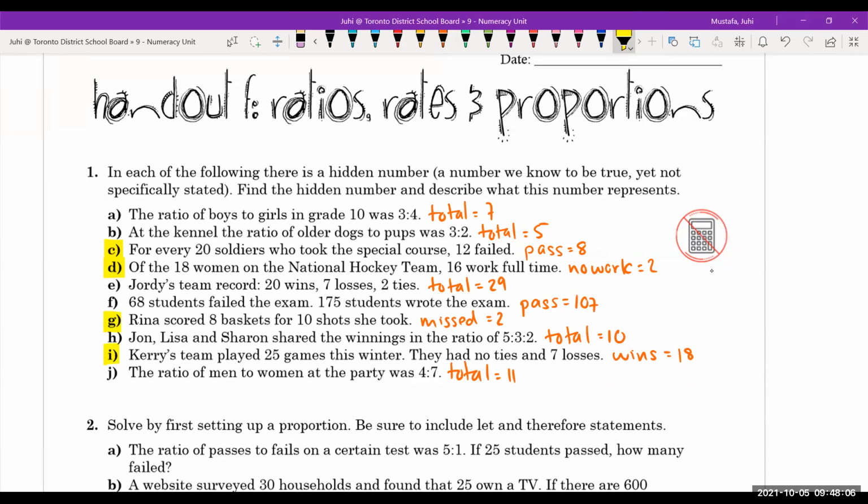Of the 18 women on the national hockey team, 16 worked full time. That means 2 either don't work at all, maybe work part-time. They weren't specific, so I just wrote down don't work at all. Question G, Rena scored 8 baskets for 10 shots she took. So she shot 10 times, she scored 8 times. That means she must have missed twice. And then Carrie's team played 25 games this winter. They had no ties and 7 losses. The only other category they're missing in this is wins. And so you would just subtract 7 from 25, you would get 18.